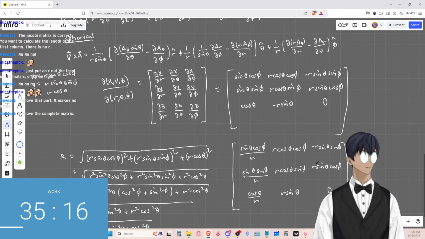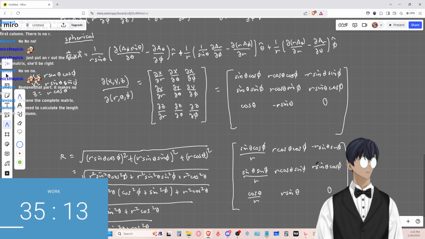Remove that part. It makes no sense. Remove the complete matrix. We need to calculate the length of the first column.